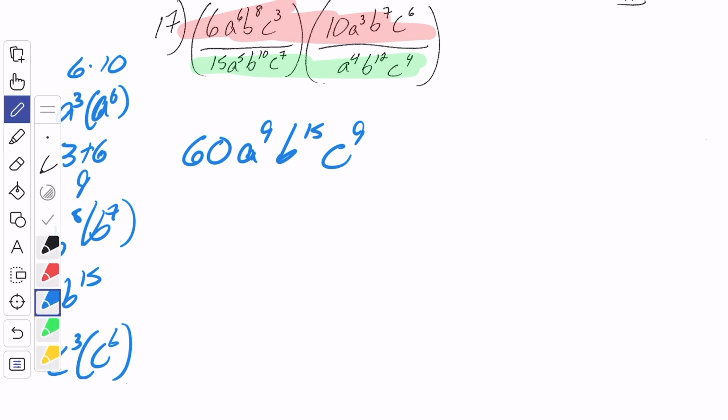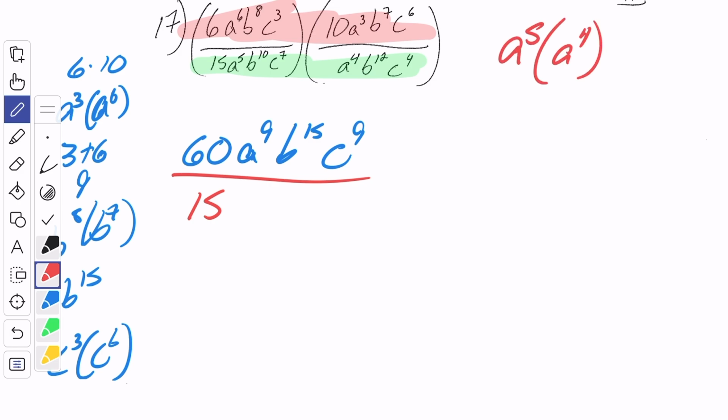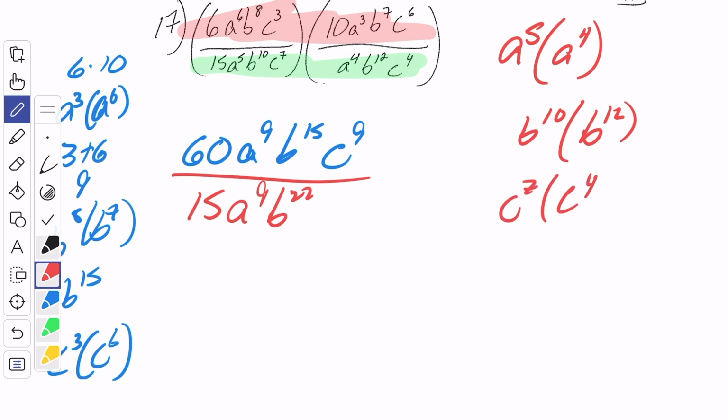And then we're going to focus on the denominator and do all these together. So the only coefficient we have is 15, so there's nothing that we can simplify with that or multiply with the 15, so it just remains 15. A to the 5th times a to the 4th, we add, it gives me a to the 9th. B to the 10th times b to the 12th, we add, so it gives me b to the 22nd. And c to the 7th times c to the 4th, we add, and it gives me c to the 11th.